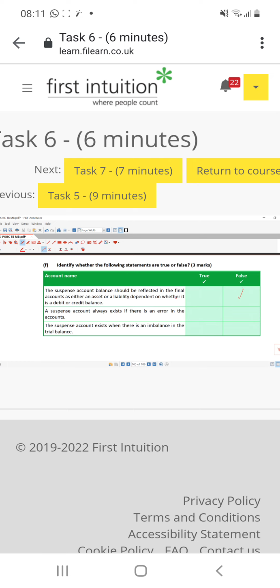They have also said a suspense account always exists if there's an error in the account. That too is also false, as we may have made errors, but not always will this lead to a suspense account. We may have posted to the wrong type of expense, but the account will still have an even amount of debits and credits, but there's still naturally an error there. And that's what leads us to true with the final one, that the suspense account will only exist if there is an imbalance in the trial balance, i.e. the debits are greater than the credits, or vice versa. So really, really good.